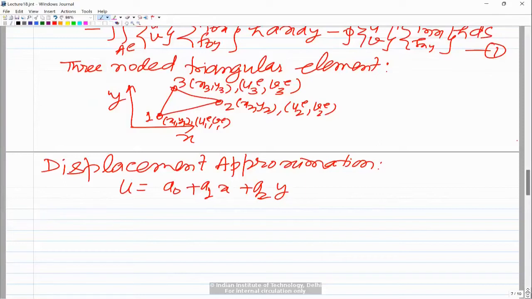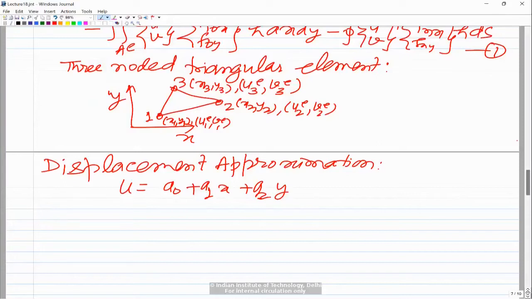The constants a0, a1, a2 can be expressed in terms of degrees of freedom u1, u2, u3. And of course I will discuss how we satisfy the inter-element compatibility, because we have to satisfy it not only at the nodes but along the common edges. So that is what we have to look at. This is as far as u is concerned.